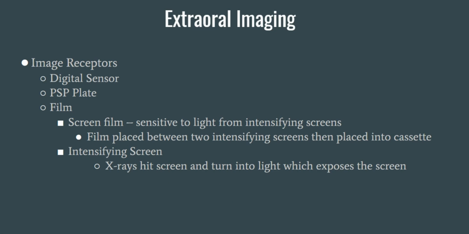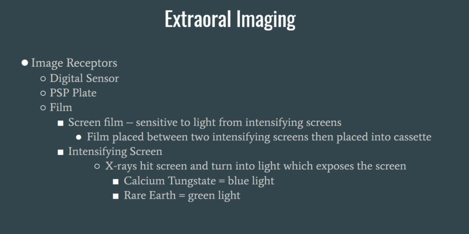There are two types of intensifying screens that we use, and the first one is calcium tungstate, which emits blue light, and rare earth screens, which emit green light. The rare earth screen uses less radiation, so it is recommended in panoramic radiography. There's less exposure for the patient.